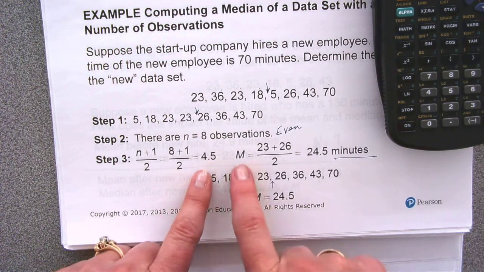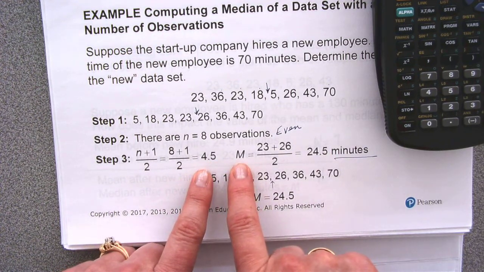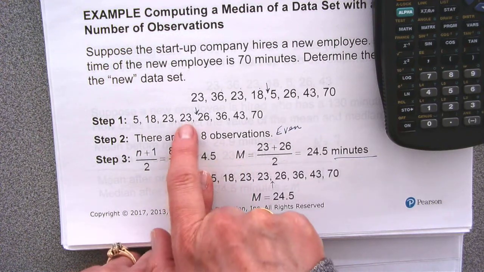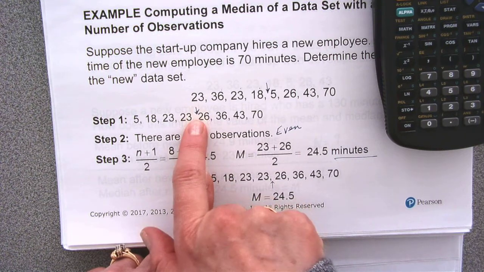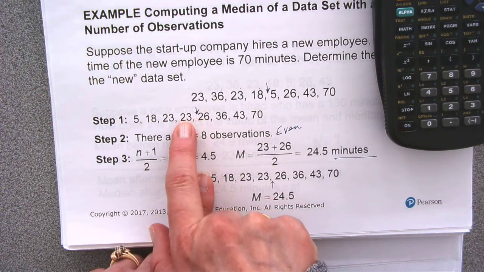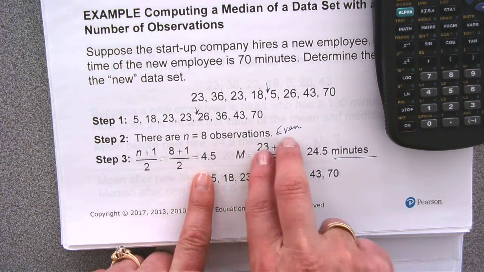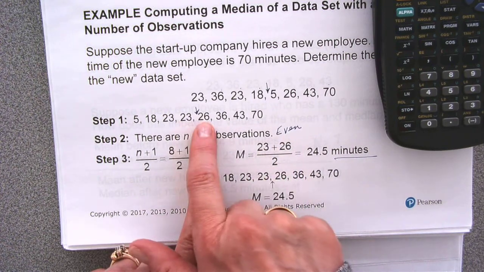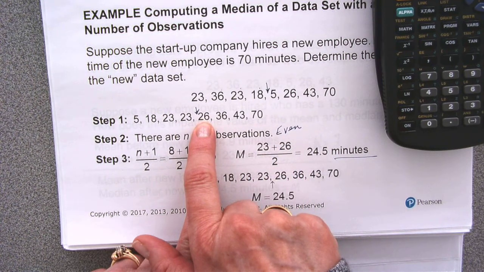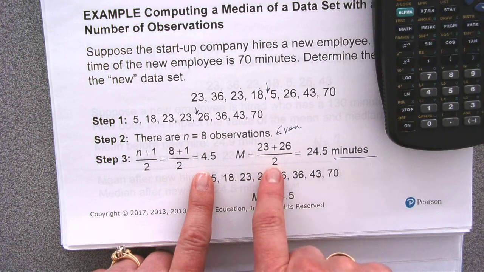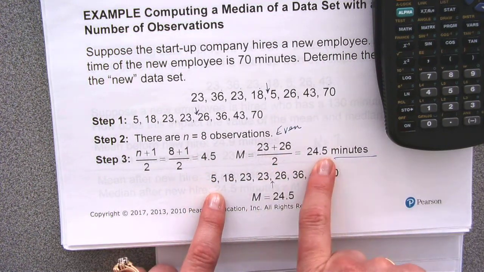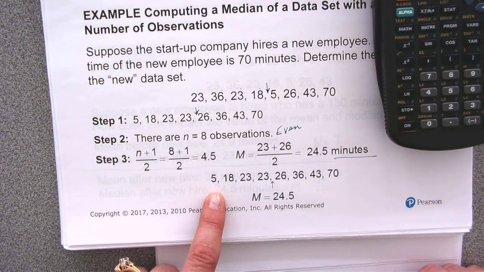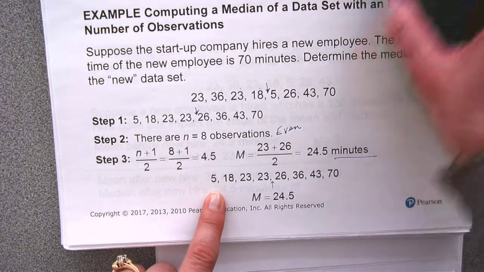So the median is going to be between the 4th number and the 5th number, right? It's the 4.5 number. So that means you have to take the 4th number and 5th number and add them together and divide by 2. So 23 plus 26 and then divide by 2. So 23 plus 26 is 49 divided by 2 is 24.5. Okay? Any questions on how to find the median?